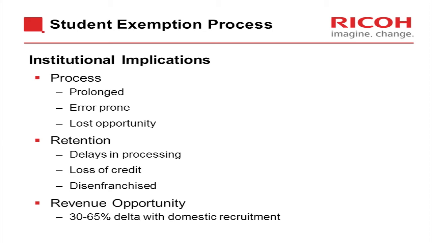And I think importantly, there is the revenue opportunity. Data shows a 30 to 65% delta in foreign student revenue versus domestic enrollment. Automating this process presents a significant revenue opportunity for colleges and universities in Canada. So with the discussion about the opportunity behind us, let's take a look at how the process can work.